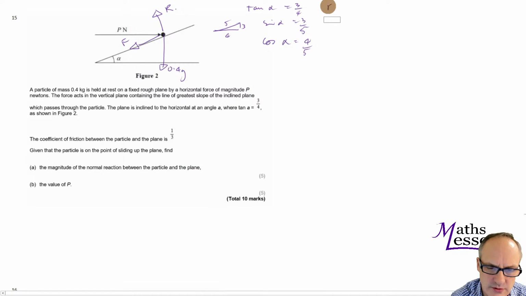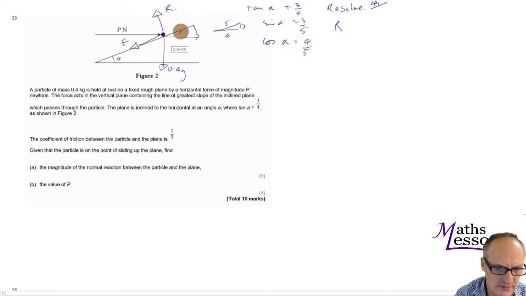So let's resolve. We're going to start off by resolving perpendicular to the plane. Now this is going to be a little bit more complicated because of the P we've got going on here. So we have our normal reaction. We're going to be in equilibrium. It's actually in equilibrium all the way around, so moving up, moving down, moving wherever. It's only on the point of moving, so it's in equilibrium. So we've got R, which is going upwards, and then we've got P, which is acting the other way, the other side of the plane.